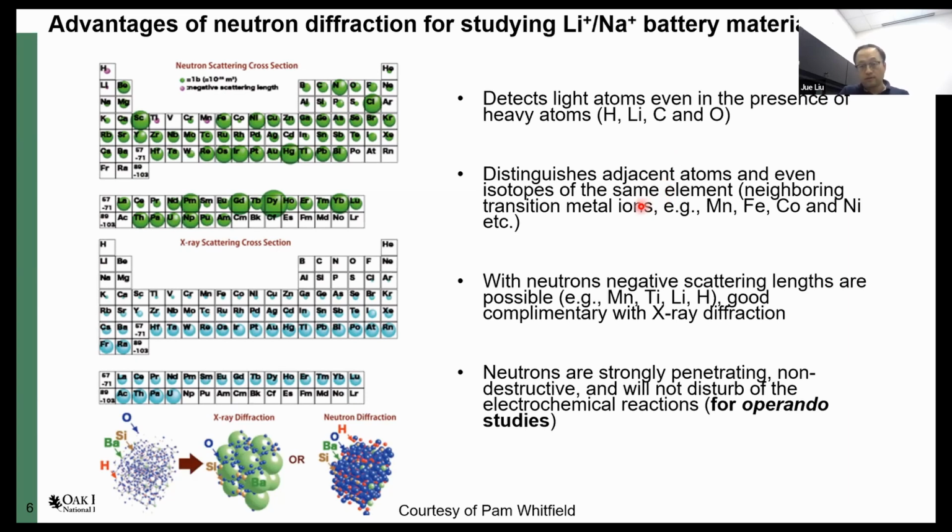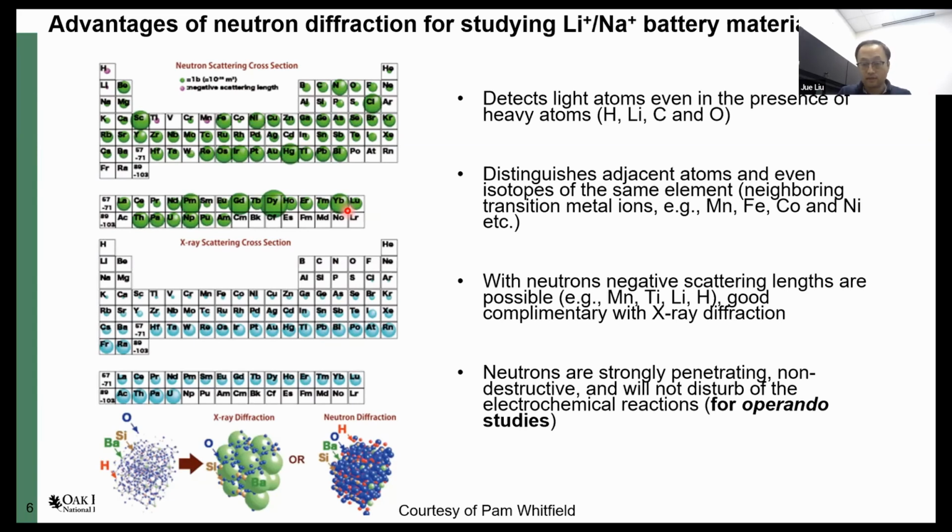It can also distinguish the neighboring 3D transition metals in this row here, which are very important for the lithium-ion battery cathode, right? As you probably notice when you're doing battery research, a lot of battery cathodes actually contain multiple cations in this row. Because they sit next to each other, they have very similar X-ray scattering power.